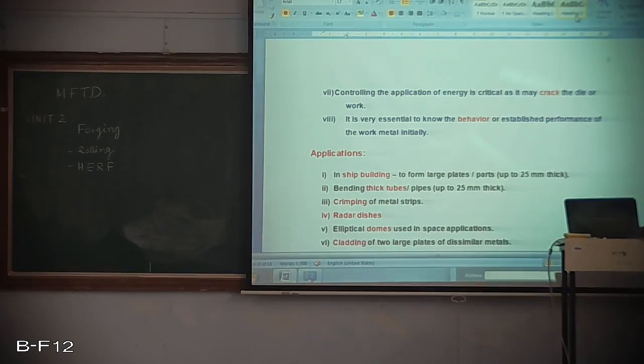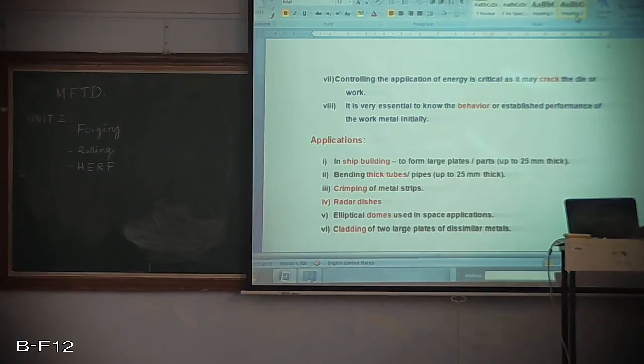So after the advantages and limitations, let us look at the applications in general. One major area is the shipbuilding industry. Shipbuilding is a major industry where we are required to deform very large parts, up to 25 millimeter thick, and over large areas we expect deformation. It's quite a challenge by conventional means. So HARF or high velocity forming processes are a convenient alternative. And also bending of thick tubes and pipes up to 25 mm thick.